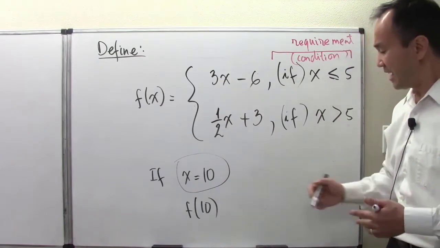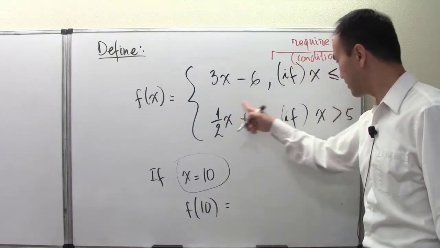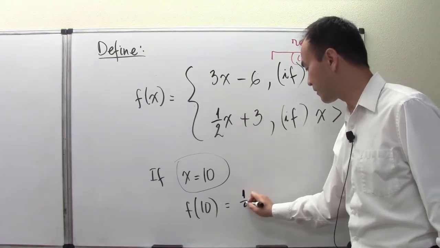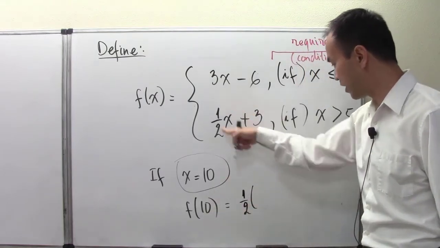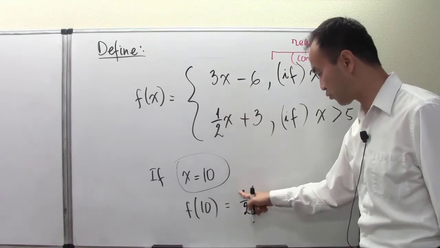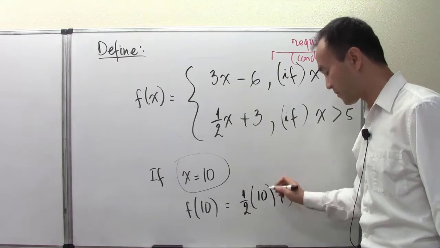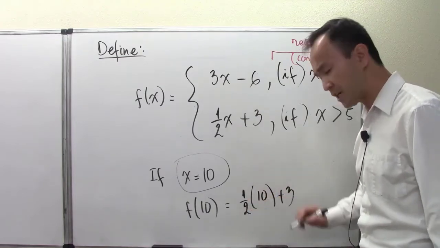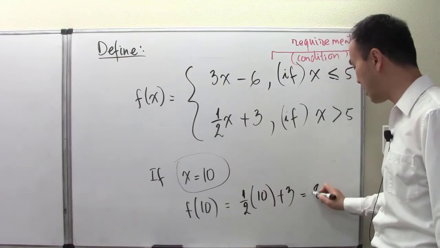All right, and so now this means for this rule over here. So when x equals 10, greater than 5, we go with that rule. So the rule is saying that we multiply 1/2 with the input, and we add 3. So 1/2 times 10 makes 5, and plus 3, our output is 8.